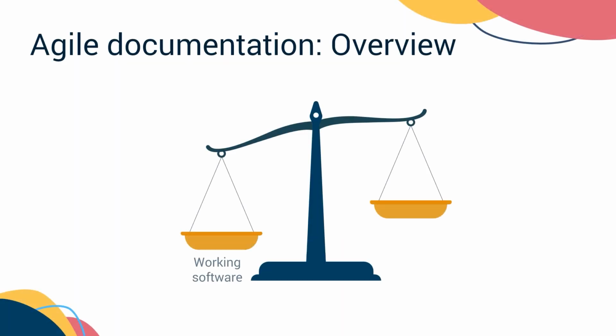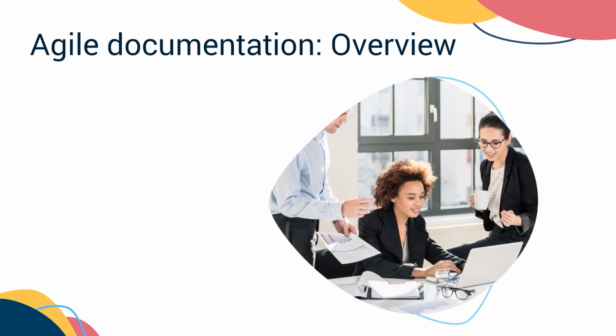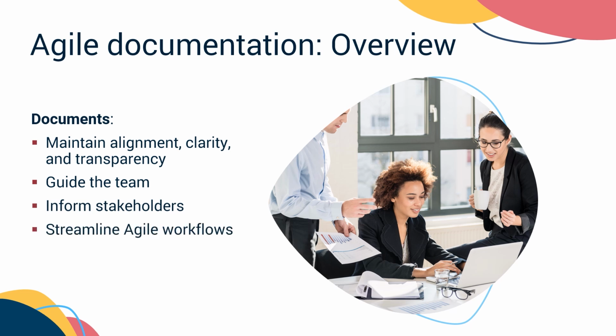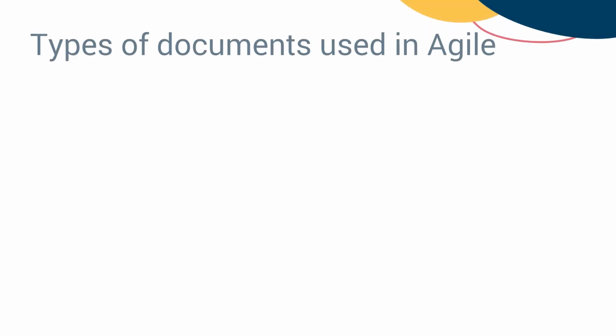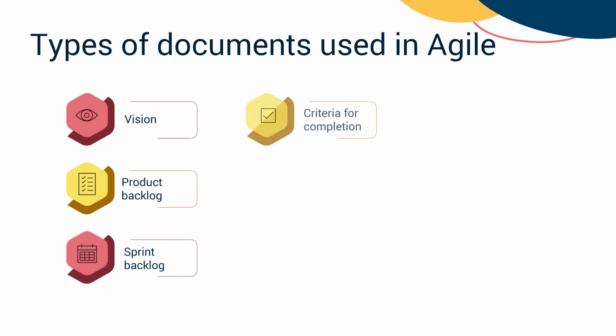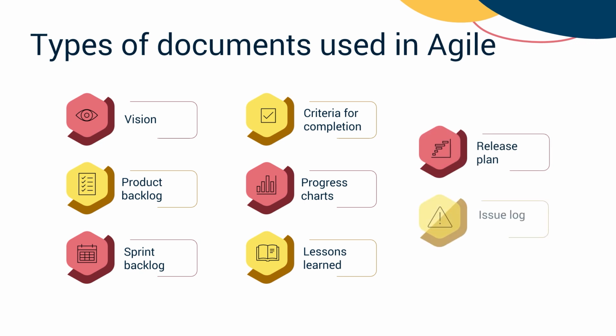Agile prioritizes working software that delivers customer value over comprehensive documentation. However, certain key documents are essential to maintain alignment, clarity, and transparency during development. These documents guide the team, inform stakeholders, and streamline Agile workflows. Let's explore the types of documents commonly used in Agile. Agile methodologies incorporate the following 8 essential documents: vision, product backlog, sprint backlog, criteria for completion, progress charts, lessons learned, release plan, and issue log.